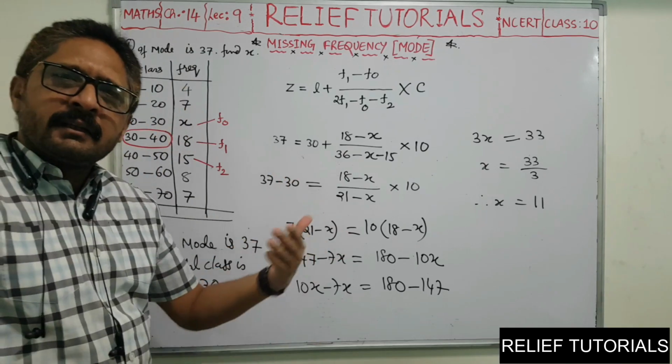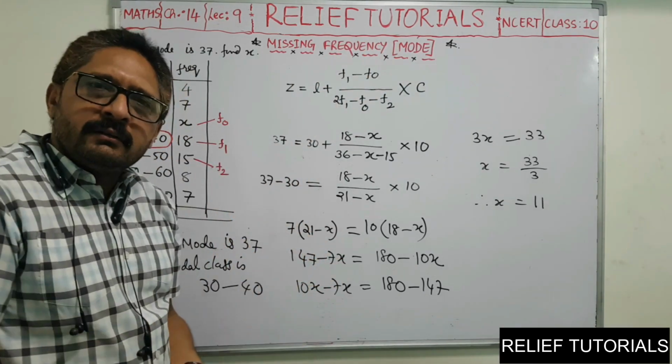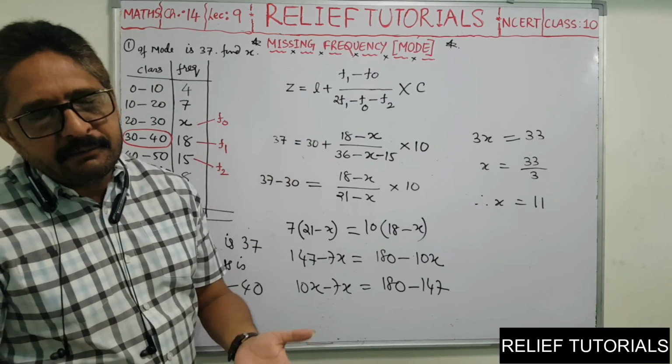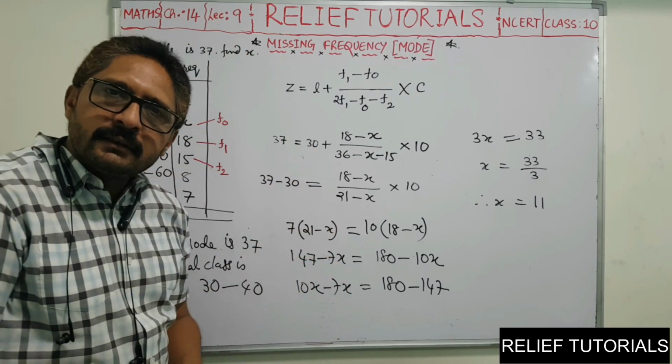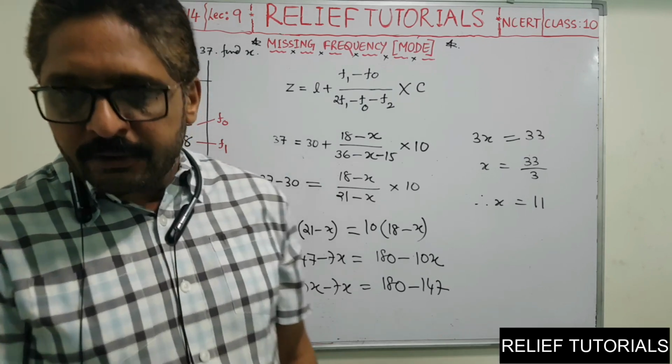See, we have done missing frequency in case of mean, median, mode. Same thing: when mean is given, you will find mean. When median is given, you will find median. And when mode is given, you will find mode. That's all. I hope you got this problem. Clear? Okay.